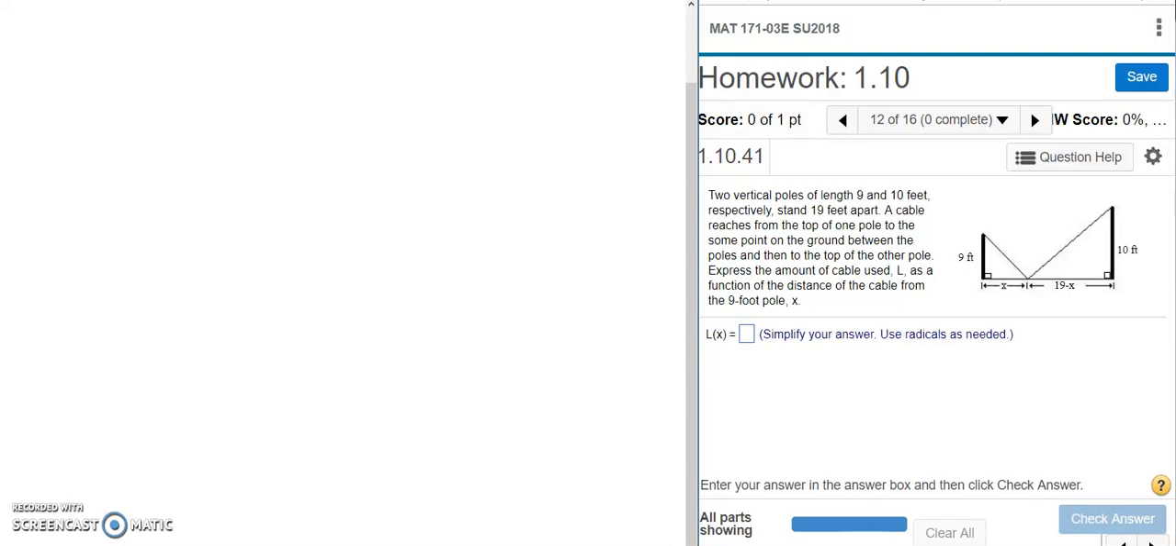Hello guys, so I've picked out a question from section 1.10. This is number 12 in that section.